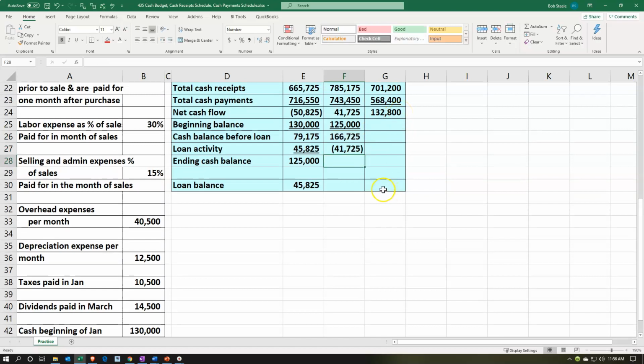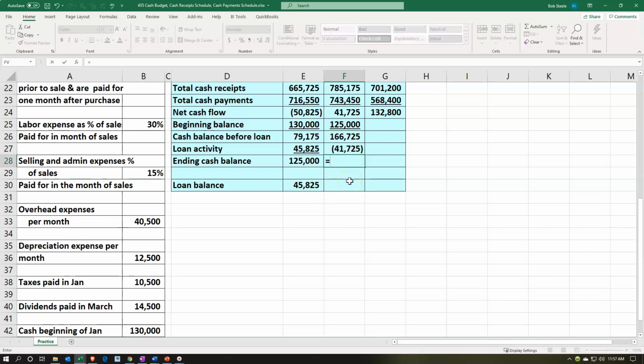And that means we're going to decrease it by 41,725, meaning we're going to pay off this balance, but we're only going to be paying off the 41,725 because if we net those two out, it'll bring us back to our minimum balance that we wanted at the 125,000. We don't want to dip below that amount, but we want to pay off the line of credit whenever we can, if we can do so without dipping below the 125,000.